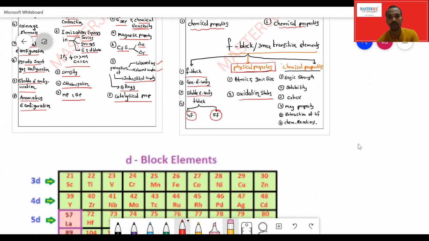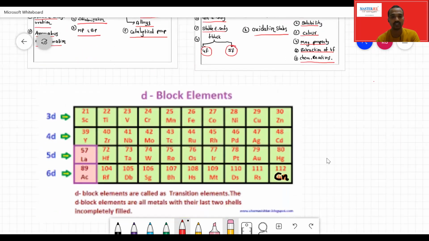Next, chemical properties we have to discuss in detail. Chemical properties means basic strength, solubility, color, magnetic property, extraction of 4F elements like lanthanides, and its chemical reactions. About this we have to discuss. Then coming to the point, first of all, let me introduce what is meant by D block.